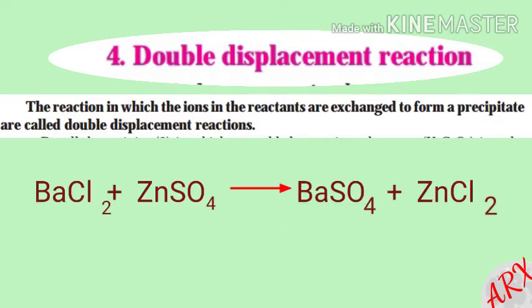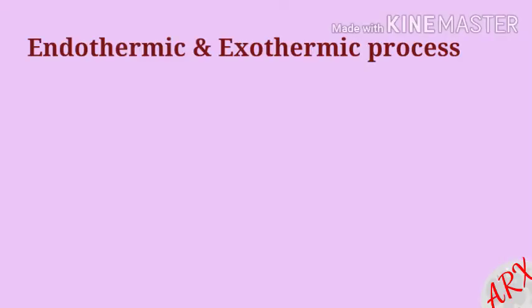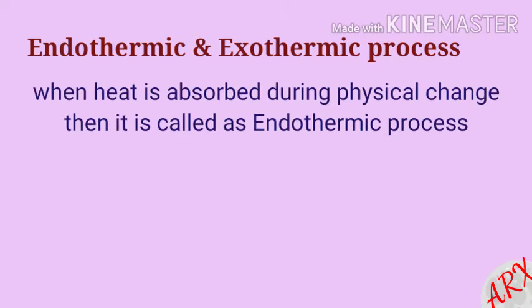One more example of double displacement reaction is barium chloride reacts with zinc sulfate. It gives precipitate of barium sulfate and zinc chloride. Now we will move on to endothermic and exothermic process.